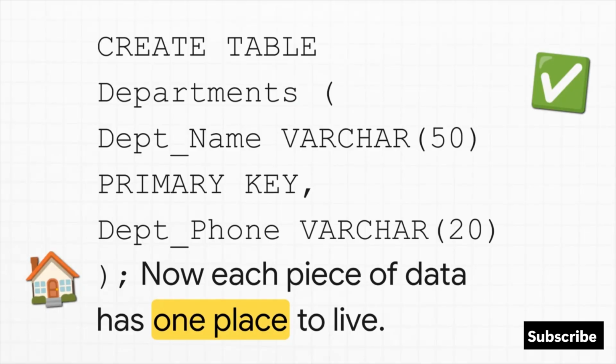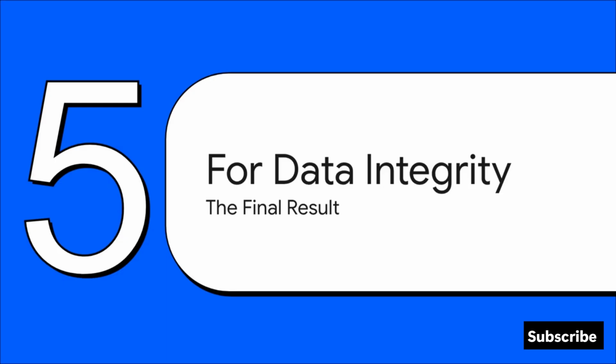And here's the code for that final piece of the puzzle. A super simple, elegant table just for storing department names and their phone numbers. Now, every single piece of data has one and only one place where it lives. No more repetition. So, after all our detective work, after all that cleaning up, what's the final result? Let's take a look at the beautiful, stable blueprint we've just created, a design that's built from the ground up for data integrity.